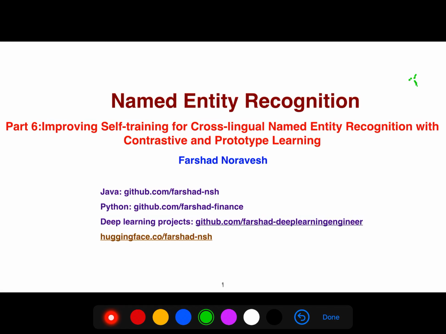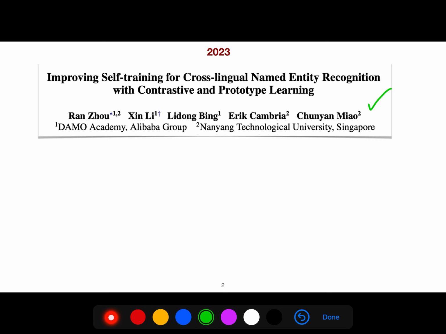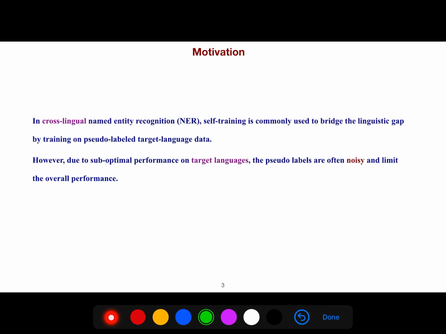In this lecture, I'm going to be talking about another approach for NER, named entity recognition, where we combine the idea of few-shot learning based on prototype learning with the idea of contrastive learning. I'm going to be explaining this 2023 paper, Improving Self-Training for Cross-Lingual NER with Contrastive and Prototype Learning.